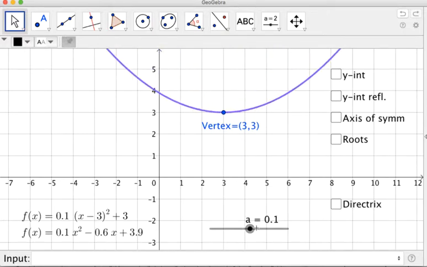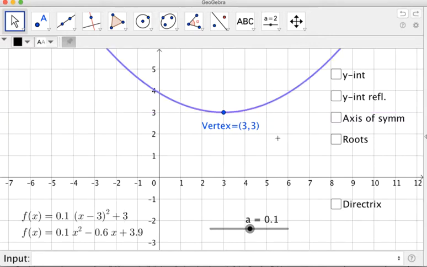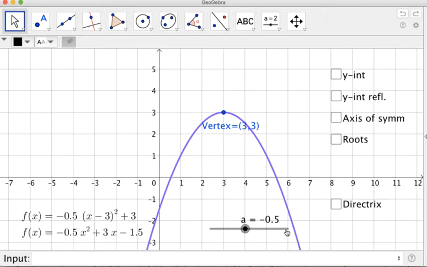Once a reaches 0, what we have is just a straight line, because we have f of x is equal to 0 times x minus 3 squared. And so all that's left is this value right here, and we just get the line y is equal to 3. And when a is negative, our parabola opens downward, and we get something that looks like this.